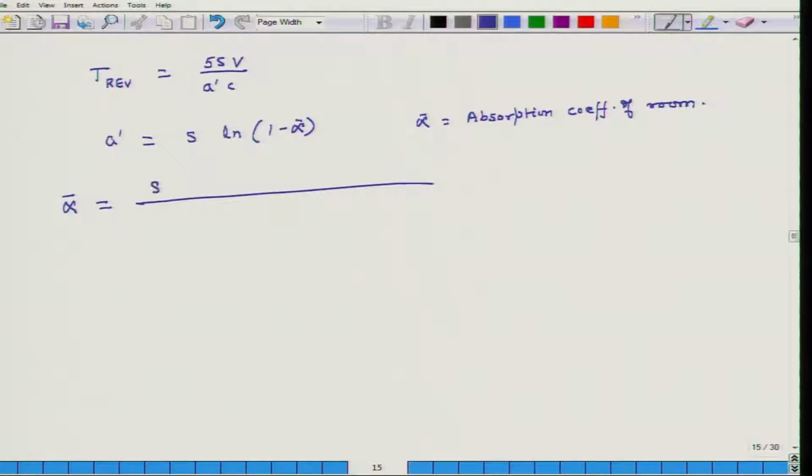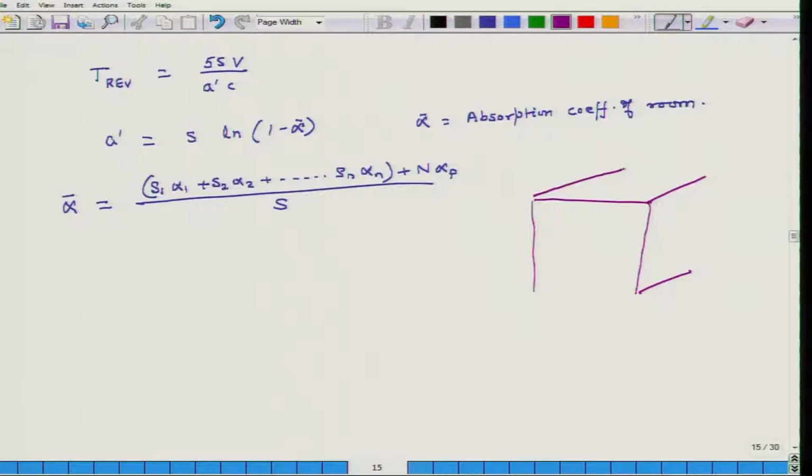so we can calculate it using this relation: S1 alpha 1 plus S2 alpha 2 plus dot dot dot Sn alpha n plus n times alpha p divided by S, and I will explain that. So, let us consider, let us say this is a room. Now, this is a rectangular room, but this relation is not valid only for rectangular rooms; just for explanation purposes I am showing this as a rectangular room because I can draw a rectangular room easily.